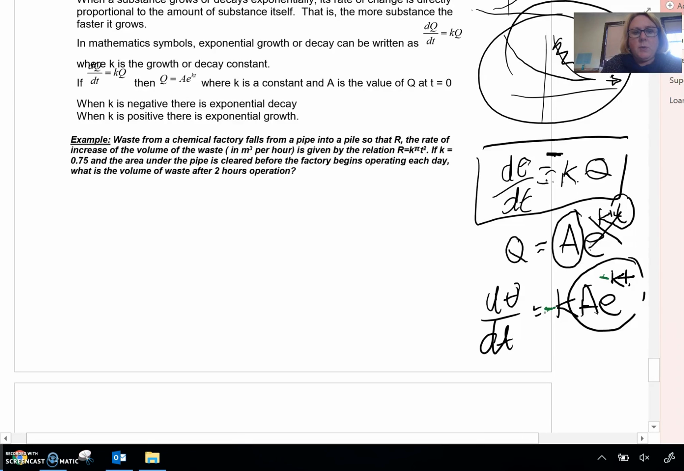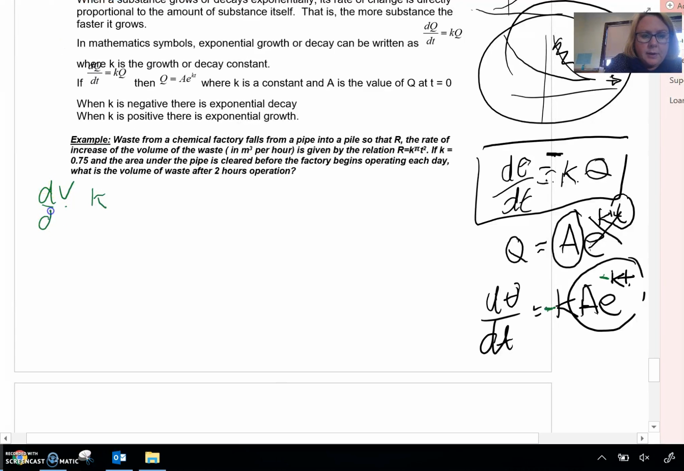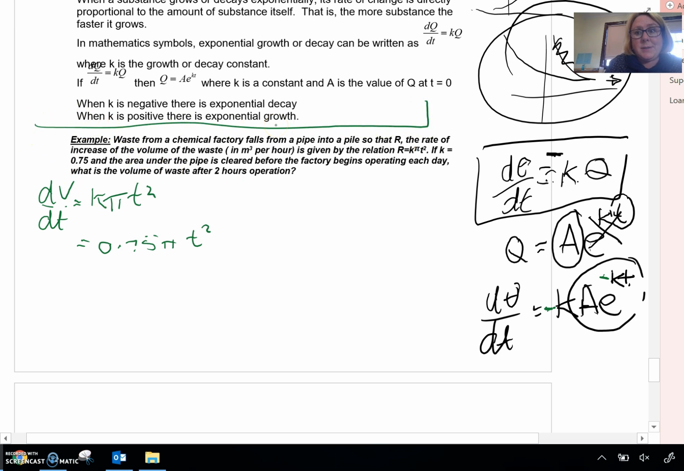Okay, let's have a look at some questions. Waste from a chemical factory falls in a pipe so that R, the rate of increase of the volume, dV/dt, is given by K pi t squared, where K is 0.75, and the area under the pipe is cleared before the factory begins operation every day. What is the volume of waste after 2 hours? This hasn't actually even used this part, so I don't know why. It's from the previous question.